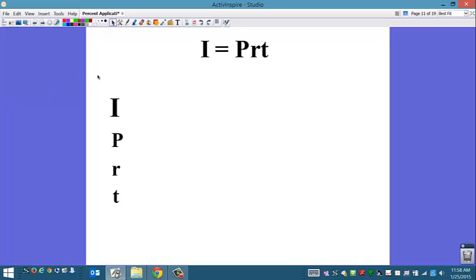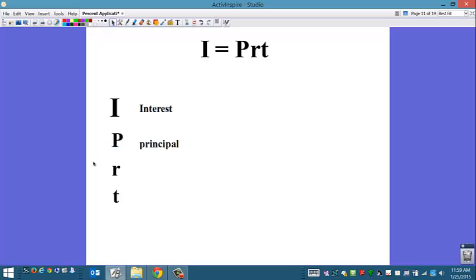Very, very important. Write this formula down in your notes and memorize it. I equals PRT. I equals PRT. The I stands for interest. It is a capital I. One thing about formulas is you need to be aware of when it's supposed to be capitalized or lowercase. So just like capital A represents area of something, capital I represents interest.